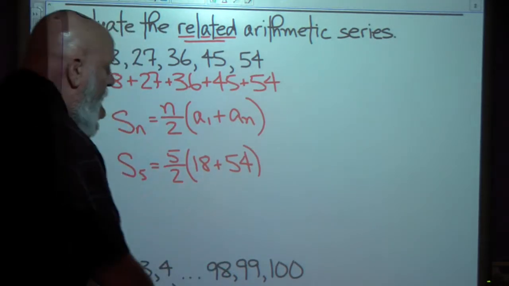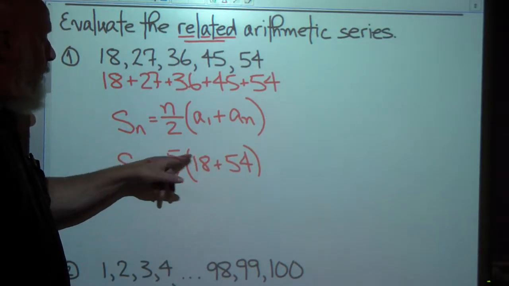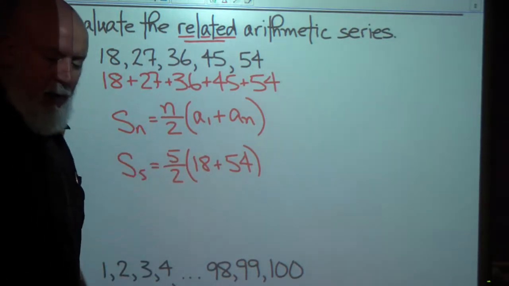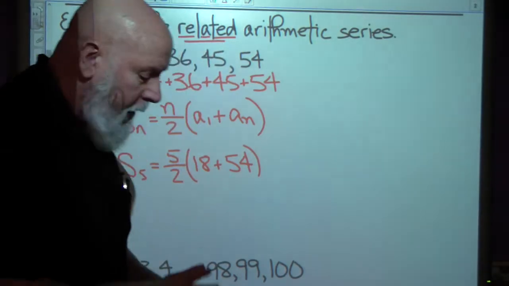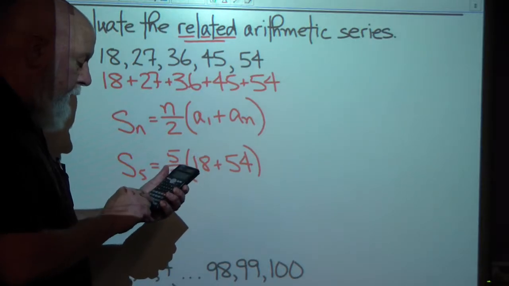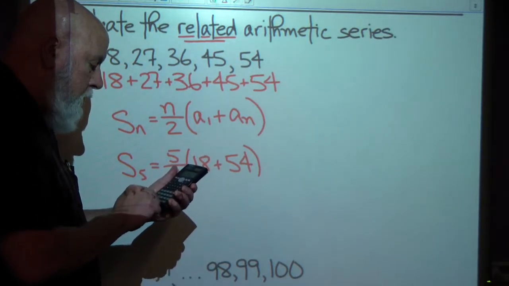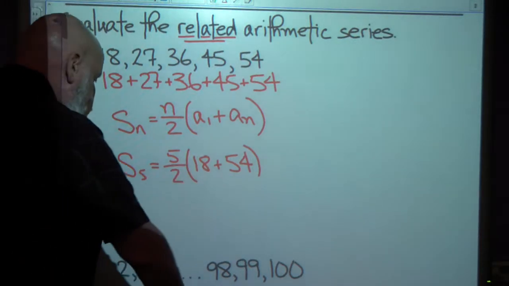Now we can do this with a calculator. What I'm going to do is just add them together and then multiply this by 5, and then divide by 2. I mean, that's not how you have to do it, but that's how I'm going to do it. So that 18 plus 54 equals, times 5 equals, divided by 2 equals. I get 180.